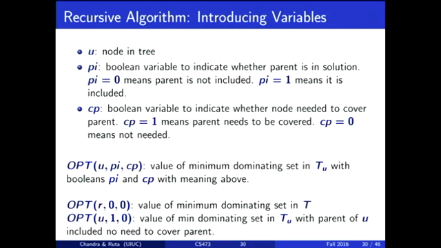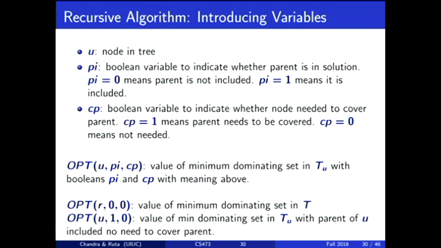In addition, we'll think of two Boolean variables. One is: is my parent included? That's why I just put pi here. Don't get confused with pi, it's shorthand for parent included. It's a Boolean variable telling me whether my parent is included or not. And the second variable is: am I responsible for covering my parent? That means, should I include myself because I have to?